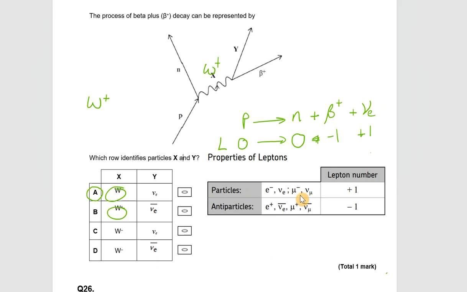Well, we can look at what our options are, and what we need to know is that whenever beta plus or minus beta decay occurs, either a neutrino or an antineutrino is produced. In this case it has to be a neutrino because we need a positive lepton number to cancel that negative lepton number of the positron or beta plus particle. So that is correct. So your correct line is B.